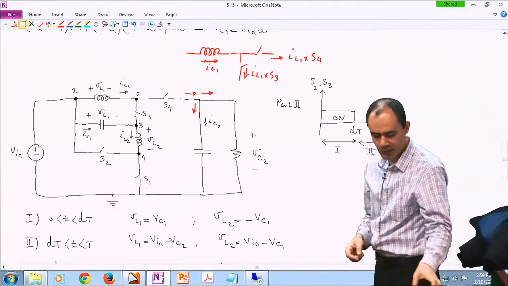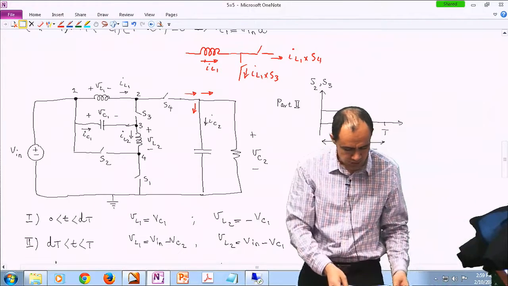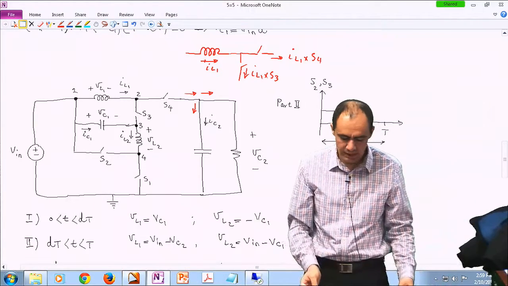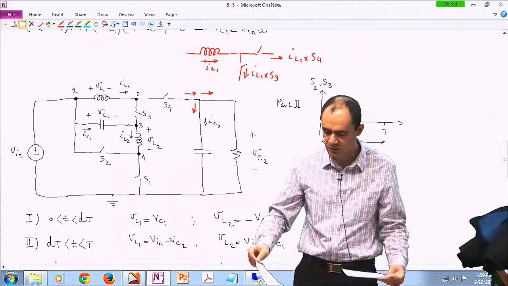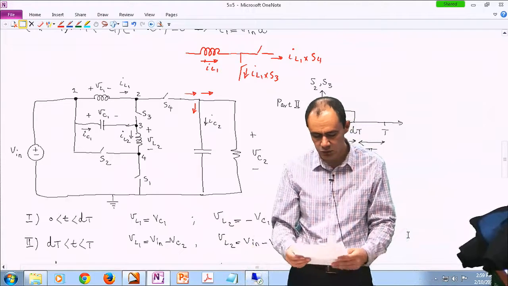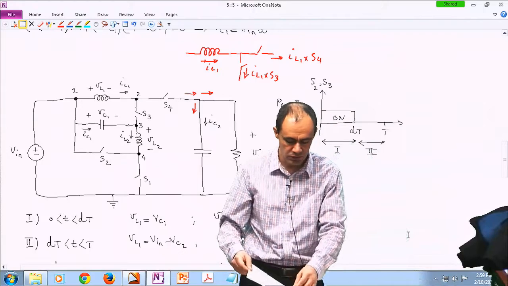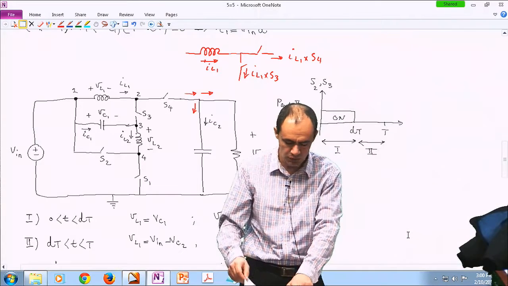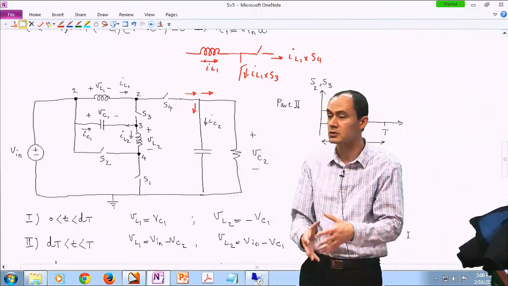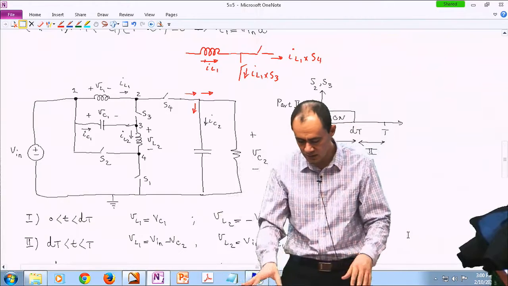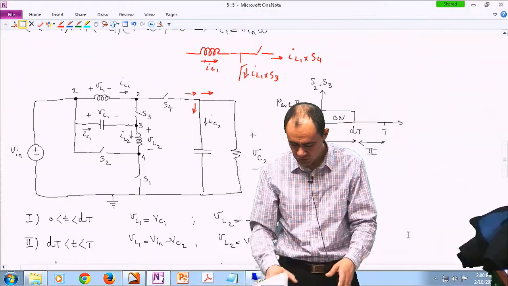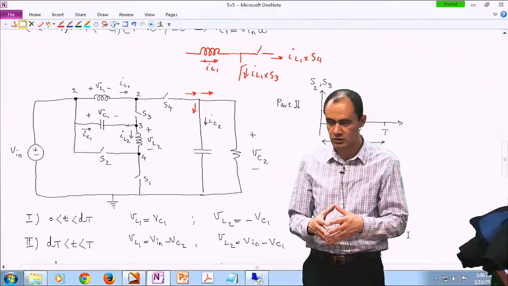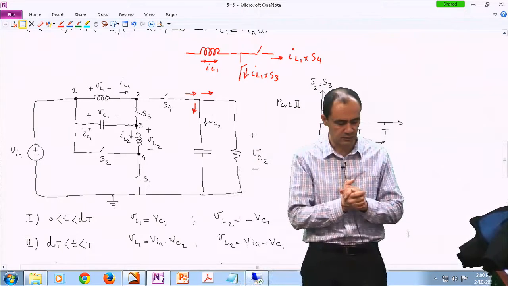So from now on, as a person who has been in this class, you should be able to analyze any DC to DC converter that is placed in front of you. Don't panic if you don't know if there's a diode over there or if there's a switch. All you have to do is identify the complementary switches, then make sure on average the voltage of your inductors is 0. That's it. Very, very simple.